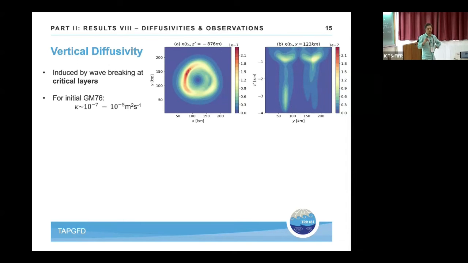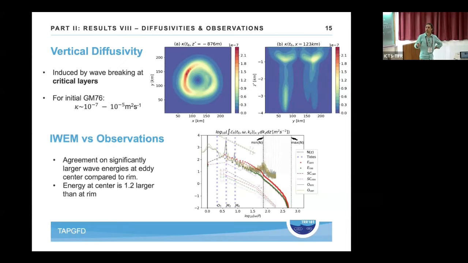So just by this dissipation of wave energy by vertical refraction, we are able to get such high diffusivities. Now, this is all good and well, but we wanted to make sure that we are modeling something real. So we compared our simulations to observations. We deployed a mooring at the eddy center, and with time, the eddy was propagating westwards. So at the end of the time series, we had measurements at the eddy rim.